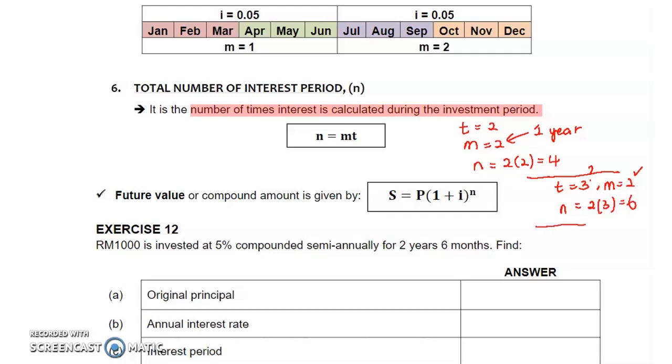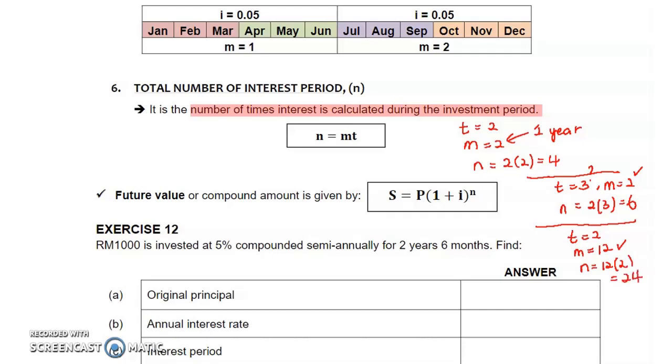Or we borrow money from the bank for 2 years and compounded monthly. Monthly means every month, so m equals 12. So in 1 year we calculate interest 12 times. If 2 years, how many times do we calculate the interest? 12 multiplied by 2, which is equal to 24.